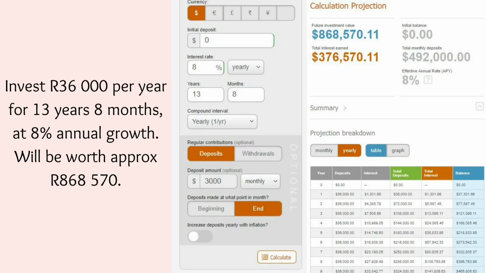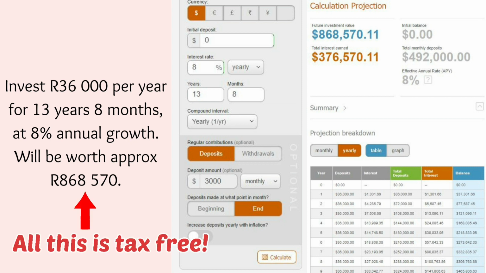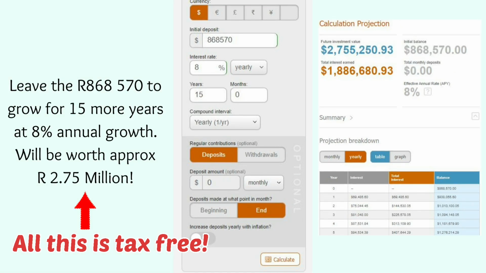Let's see. If you were to invest 3,000 Rand per month, which is 36,000 Rand per year, for 13 years and 8 months, at an 8% annual growth, your investments will be worth approximately 868,570 Rand. Since you would have reached your maximum contribution limit, you can no longer add any more deposits, but you can leave that money to grow. So if you left that 868,570 to grow for 15 more years at 8% annual growth, you would get approximately 2.75 million Rand.